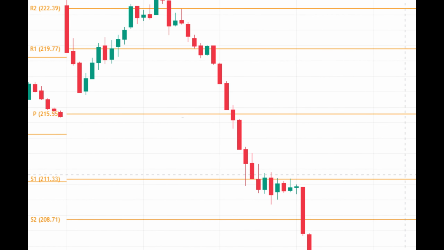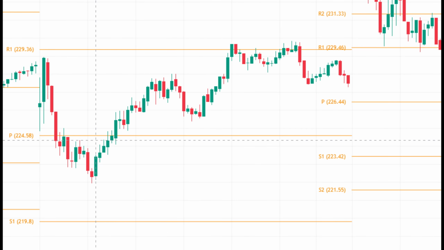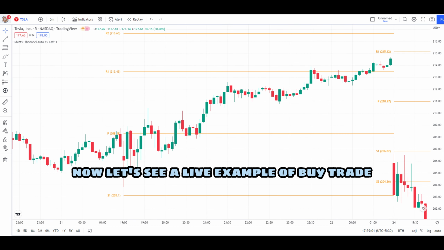Now let's see how to trade. If we enter a sell trade, our stop loss will be above the entry candle, and our target will be S1. Similarly, if we enter a buy trade, our stop loss will be below the entry candle, and our target will be R1. Now, let's see a live example of a buy trade.